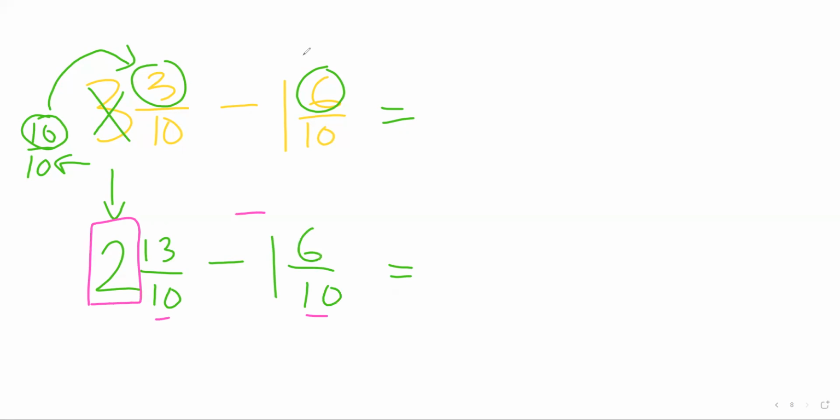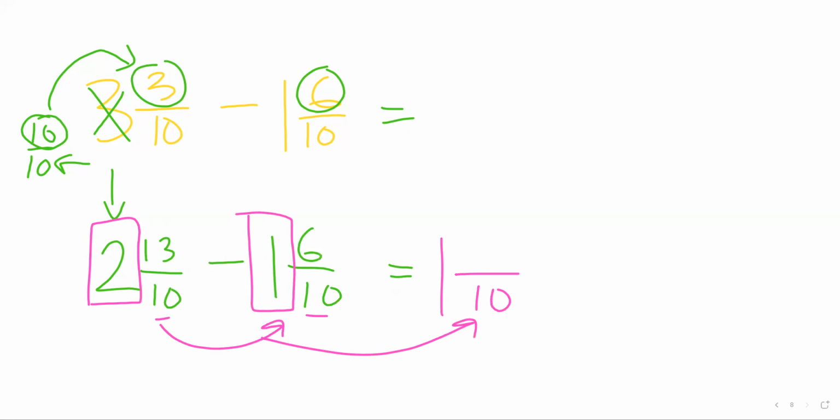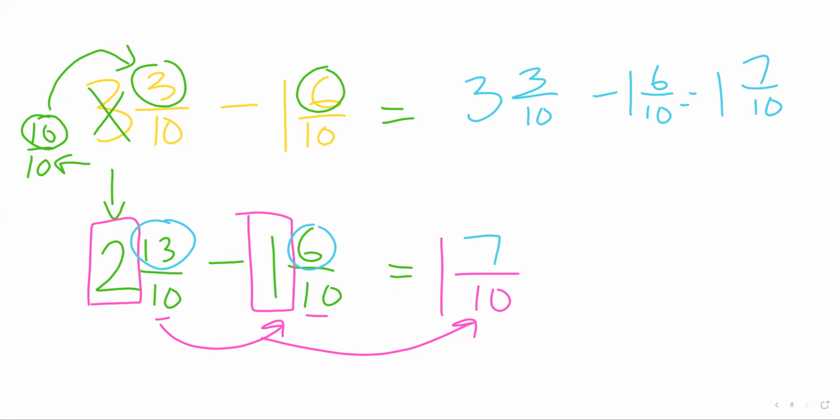I'm going to start with my whole numbers. I have 2 wholes and I'm taking 1 whole away. So 2 - 1 gets me 1. And then I'm going to slide over my denominator because it is the same. And now 13 - 6 gives me 7. So crazy writing all over the screen. What this really means is when I have 3 3/10 and I take away 1 6/10, I get 1 7/10.